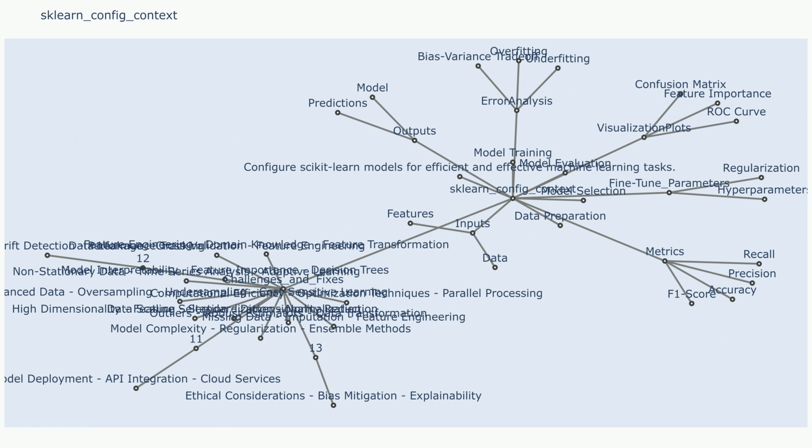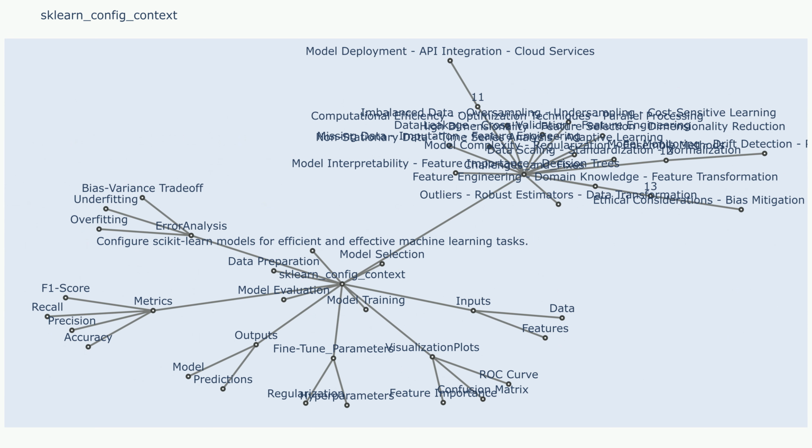Challenge 6: high dimensionality, when the number of features is very large. It can lead to overfitting and computational inefficiency. Sample use case that resulted in challenge 6: a dataset with thousands of features may require dimensionality reduction techniques.